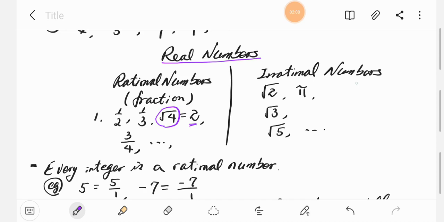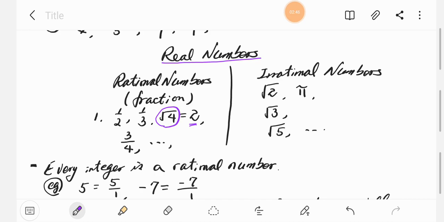Once you write an irrational number in decimal, it is non-terminating and non-repeating. For example, the square root of 2 has the value 1.414, and it keeps going. It does not stop, does not terminate. Terminate means it stops; that is the end point. But in this case, it goes forever and it does not repeat.